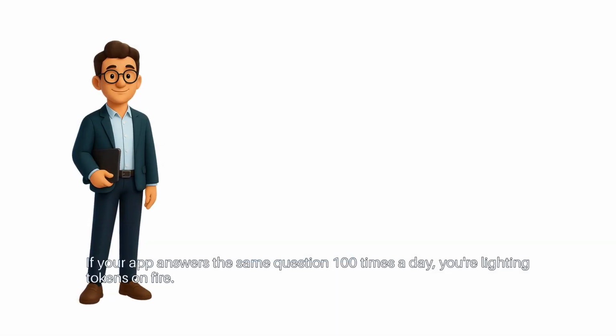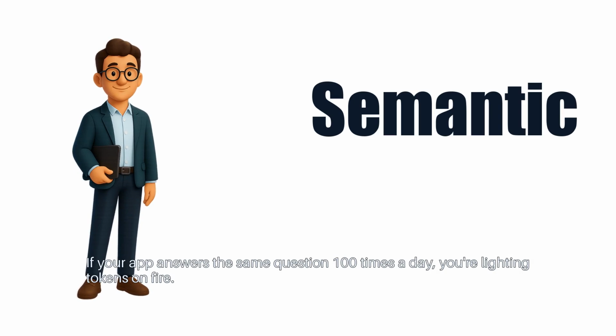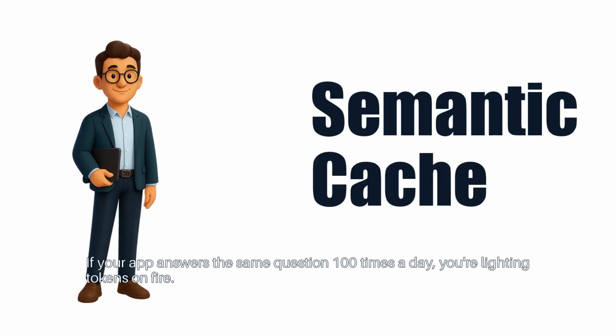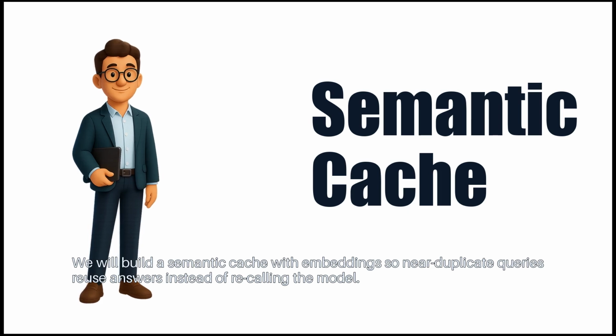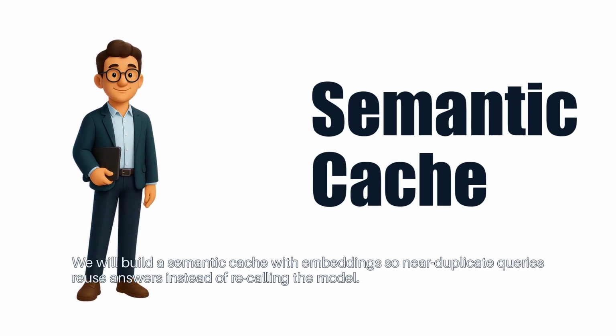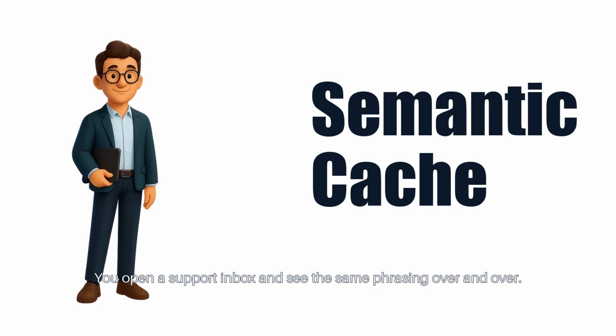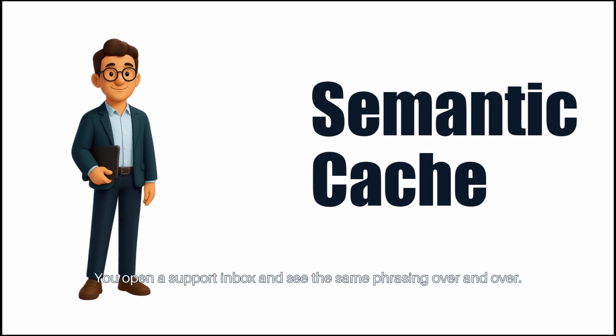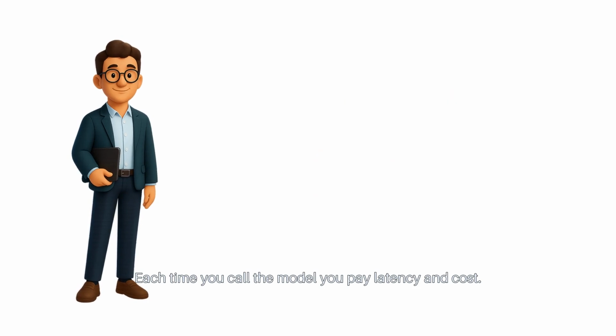If your app answers the same question 100 times a day, you're lighting tokens on fire. We will build a semantic cache with embeddings, so near-duplicate queries reuse answers instead of recalling the model. You open a support inbox and see the same phrasing over and over. Each time you call the model, you pay latency and cost.